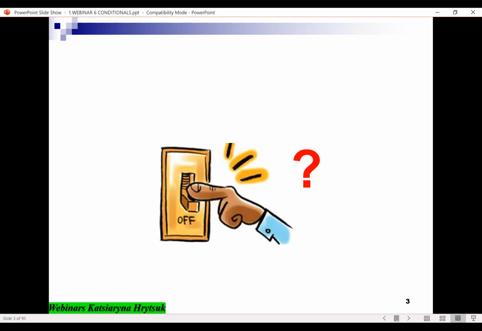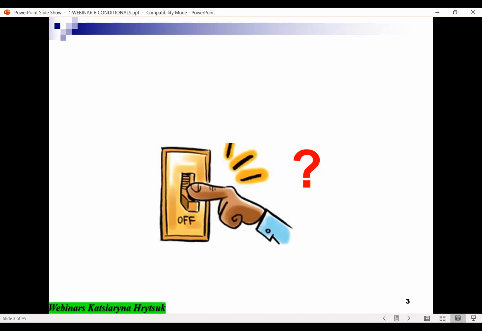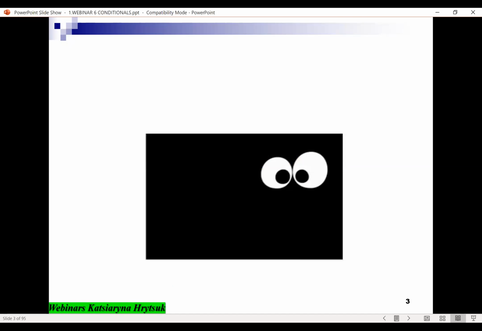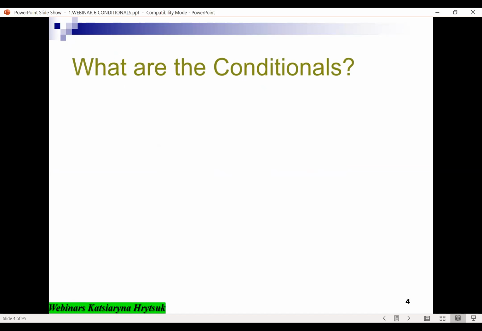What I would like to start with is one picture. If you do something, it means something else will happen. It's like in life, okay? So if you switch off the light, you will not have the light, simply saying. So if something happens, something else happens. The same with the conditionals.